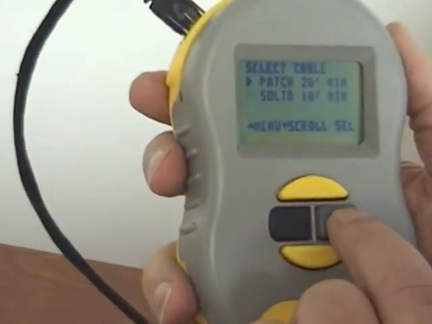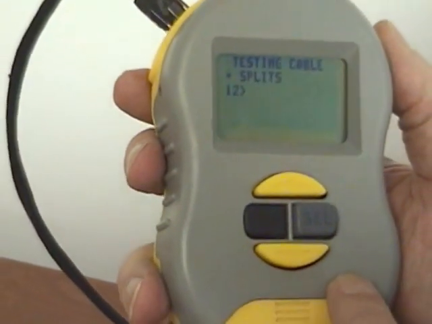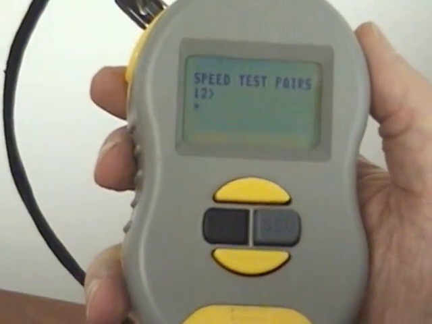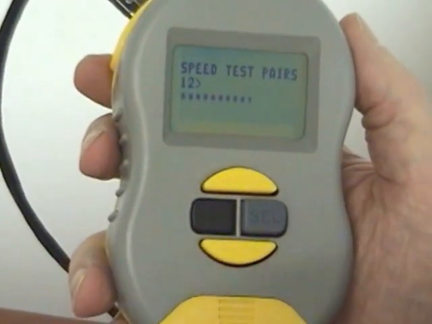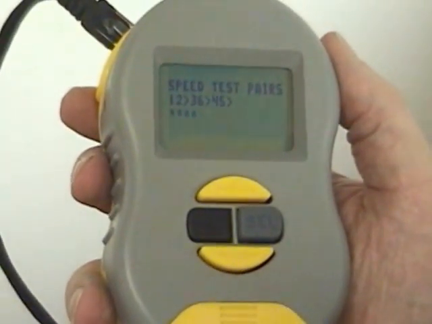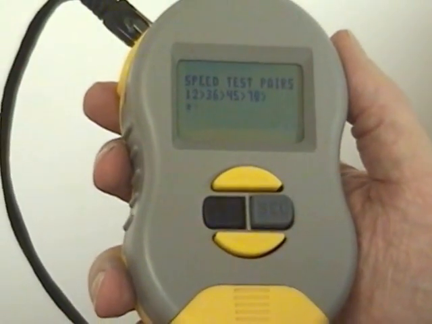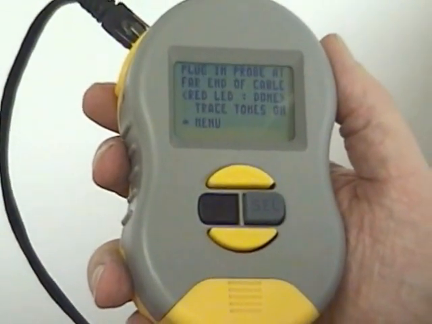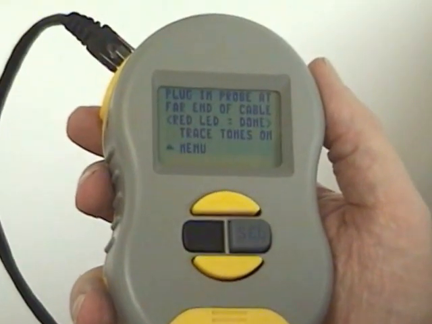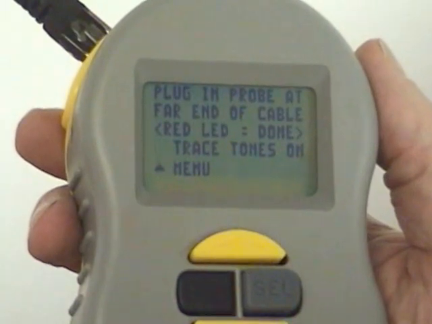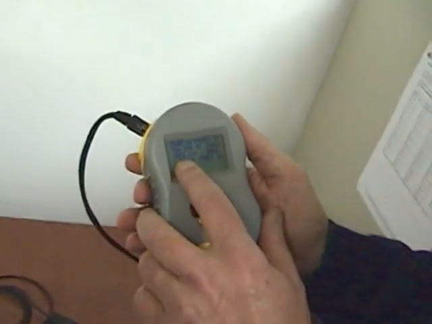All right, so now we tell it it's a patch cable, and it begins the test. First, it tests for split pairs. Then it tests near end crosstalk. Then it tests the far end crosstalk. We do these tests digitally, so it's moving right along. Now we're testing for the speed capability of each of the pairs. Now that that's complete, it tells us to plug in the probe at the far end of the cable, and that the red light will come on when the test is done.